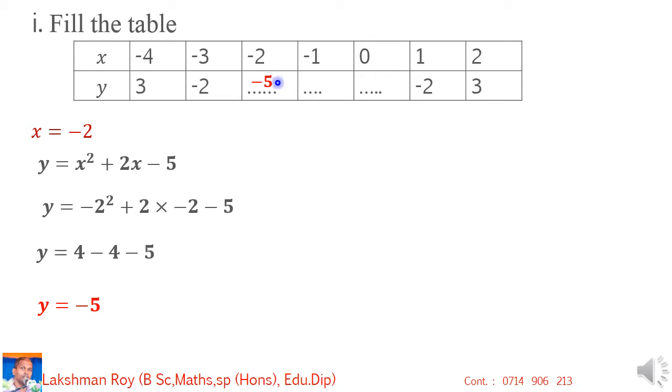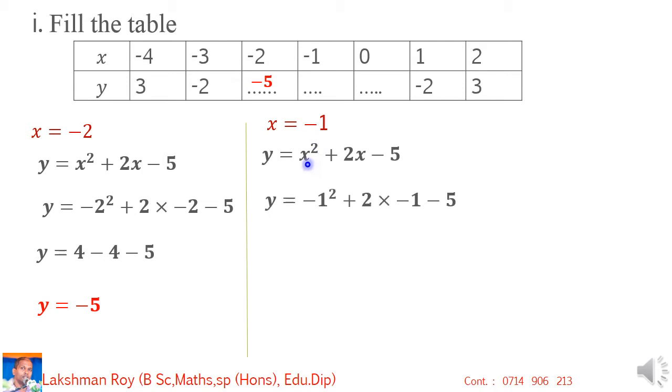In the same way you can find y when x is negative 1, right? So the function is this one, substitute negative 1: negative 1 squared plus 2 into negative 1 minus 5, right? Negative 1 squared is positive 1, 2 into negative 1 is negative 2, minus 5. As directed numbers you can simplify this: positive 1 and negative 2 is negative 1, then negative 5 is negative 6. So that is the value of y when x is negative 1.